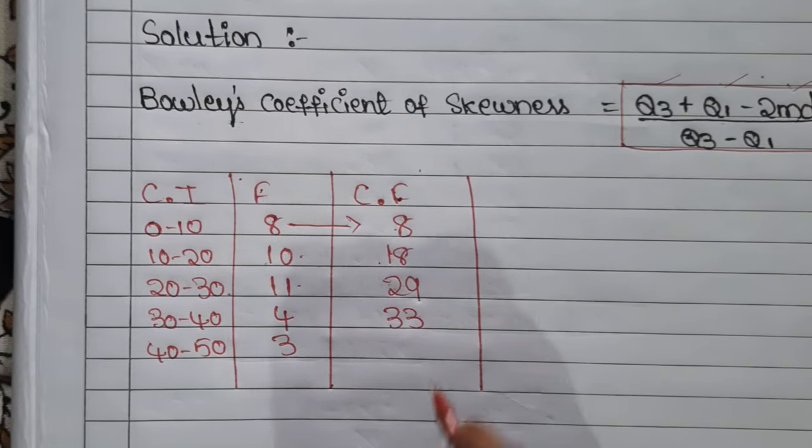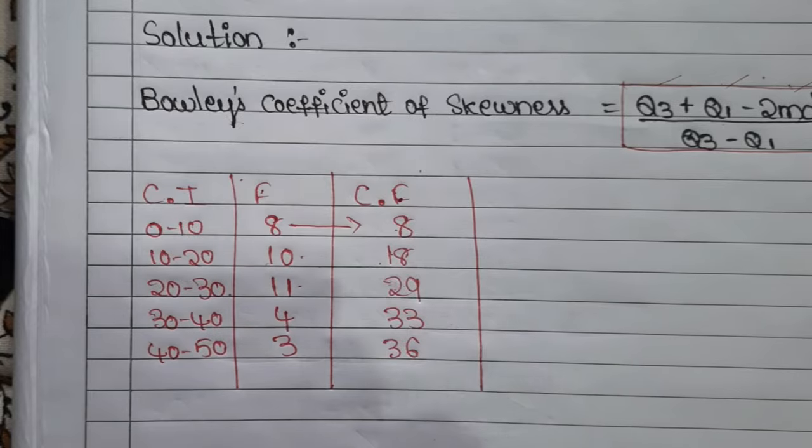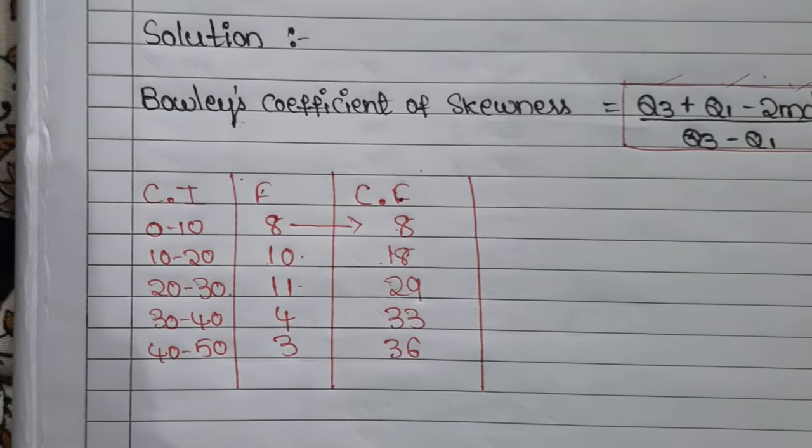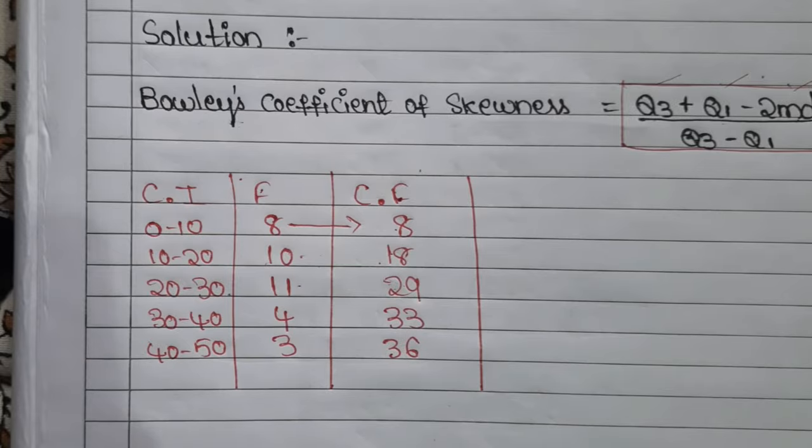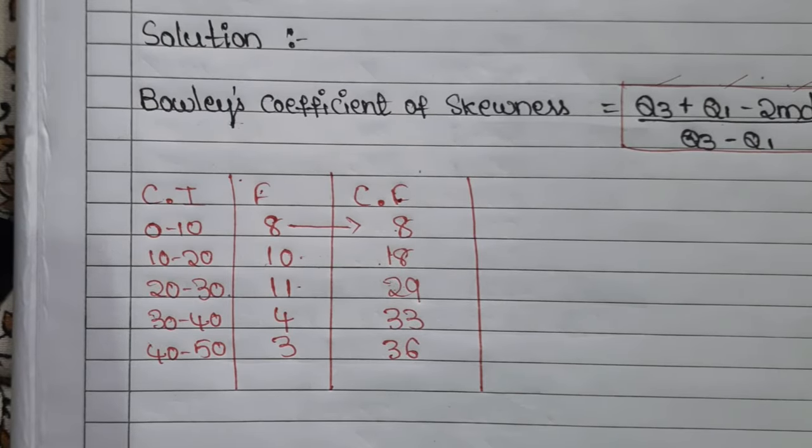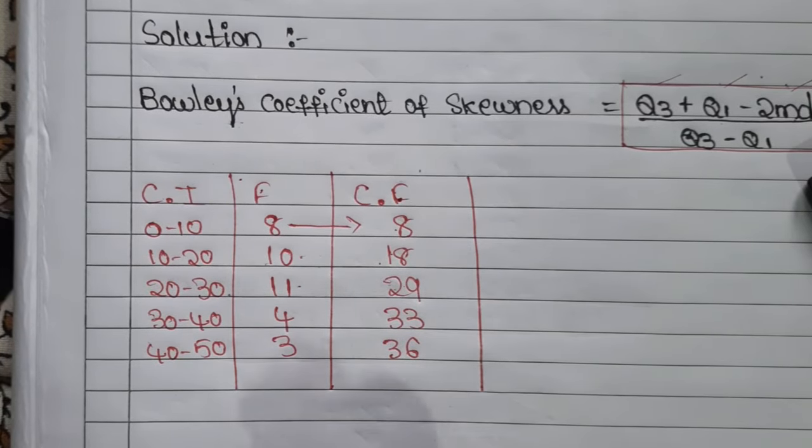Okay, 33 plus 3, how much is it? It is 36. Let us check again. Whenever you are doing calculations, you have to check again. Okay, 18 plus 11, 29 plus 4. Yes, done. So we are done with the cumulative frequency.